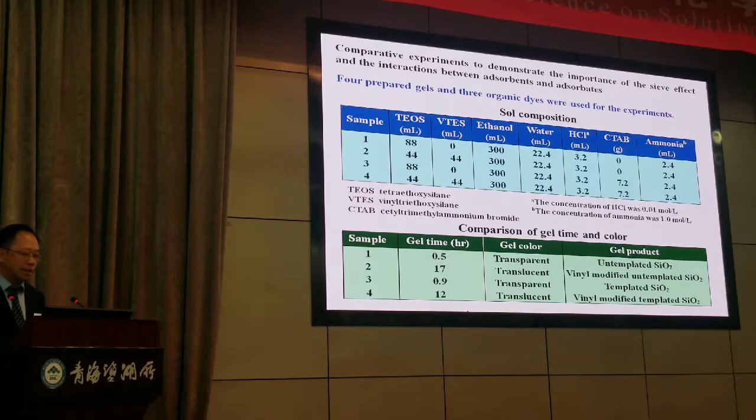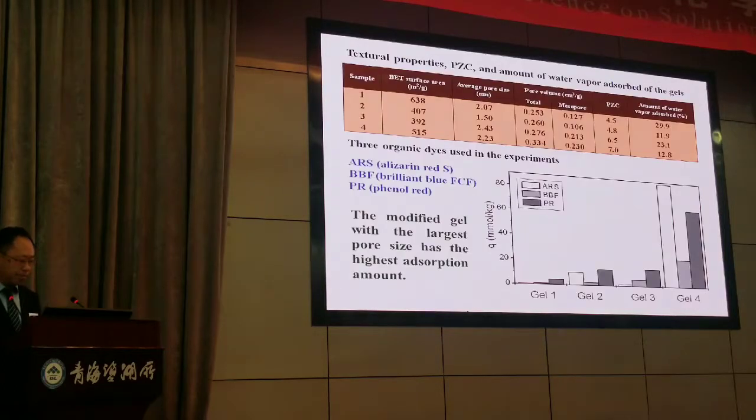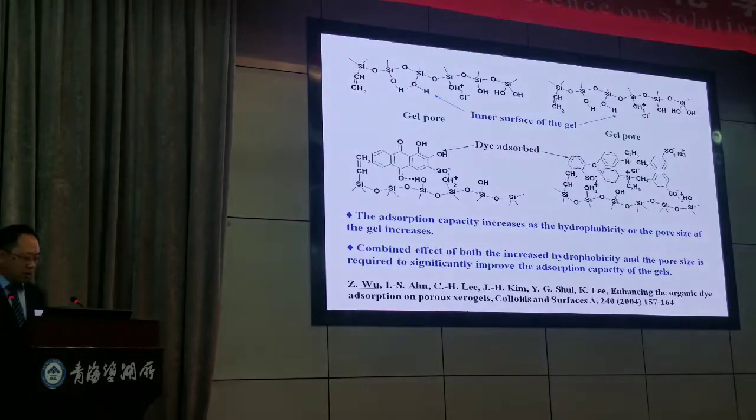Four prepared gels and three organic gels were used for the experiment. This figure shows the experimental results. The modified gel with the largest pore size has the highest adsorption amount. The adsorption capacity increases as the hydrophobicity and the pore size of the gel increase. Combining the effect of both increased hydrophobicity and pore size is required to significantly improve the adsorption capacity of the gel.